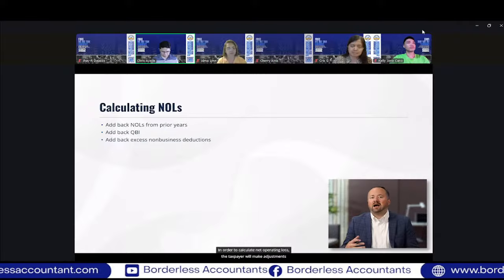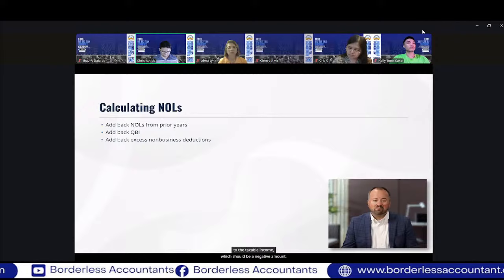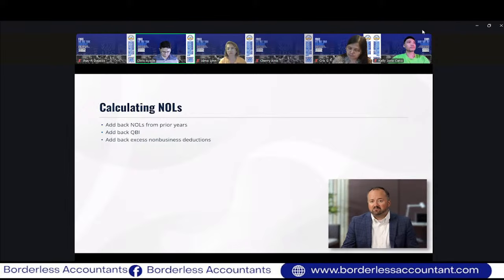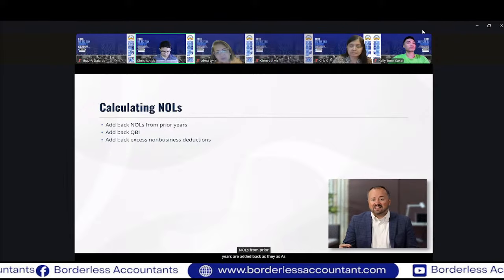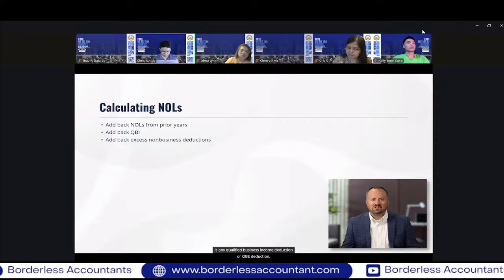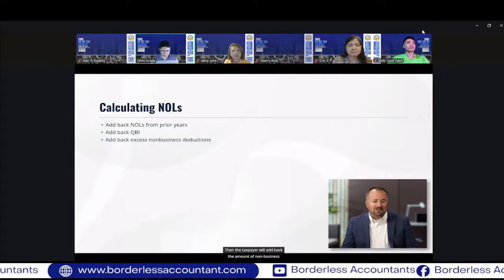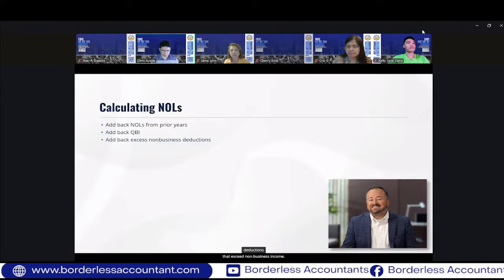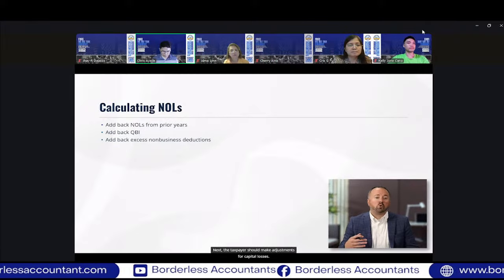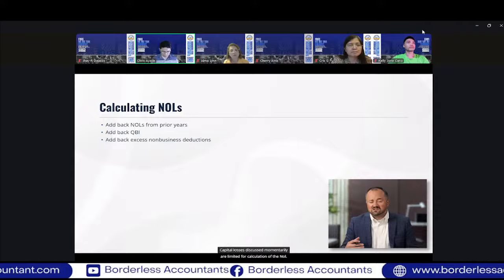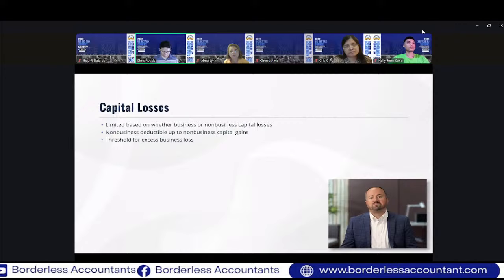In order to calculate net operating loss, the taxpayer will make adjustments to the taxable income, which should be a negative amount. NOLs from prior years are added back, as is any qualified business income deduction, or QBI deduction. Then the taxpayer will add back the amount of non-business deductions that exceed non-business income. Next, the taxpayer should make adjustments for capital losses. Capital losses, discussed momentarily, are limited for calculation of the NOL.